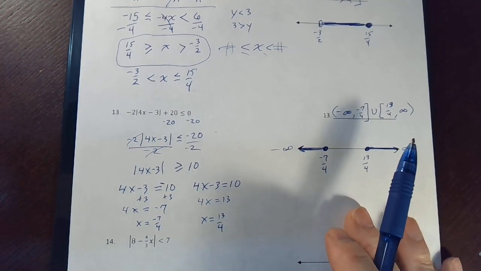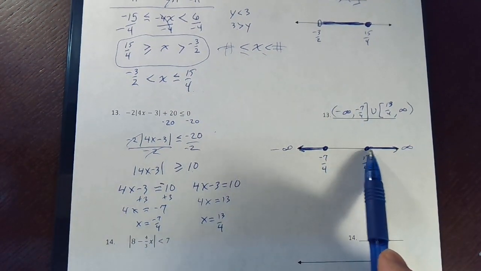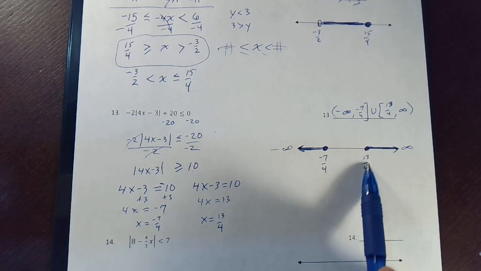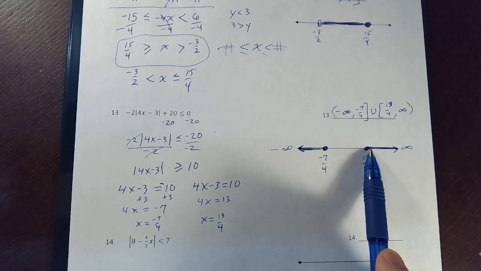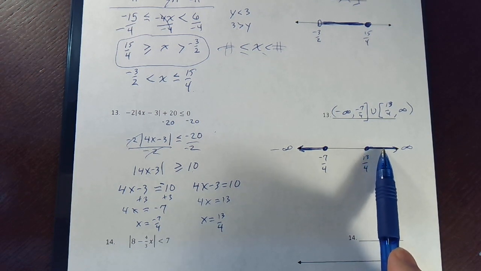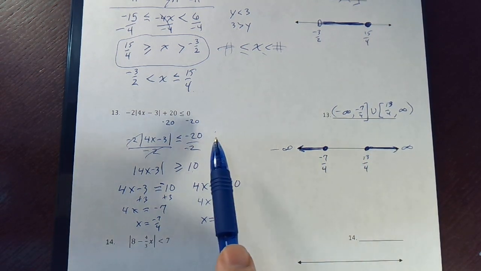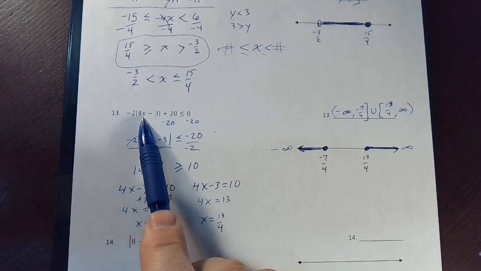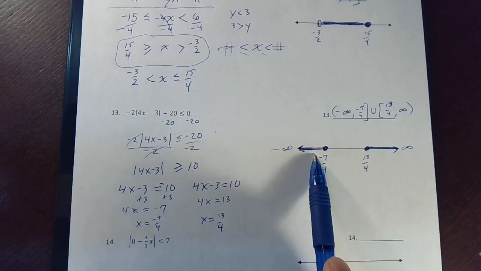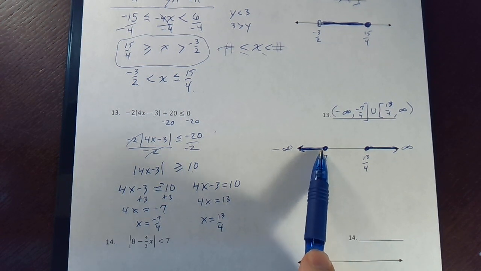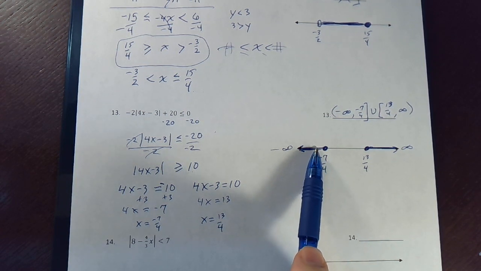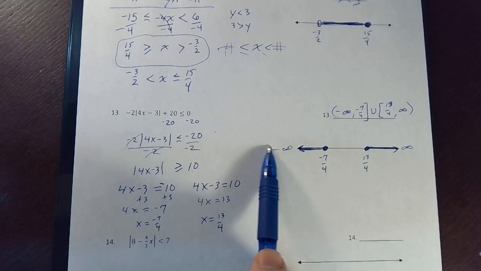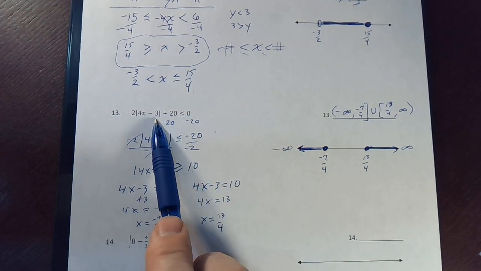There we go. So what this means is if you took any number that's shaded from 13 over 4, what is that, equal to 3 1/4? If you took 3 1/2 or 4 or 5 or 10 or 100 or 1,000,000 and plugged it in here, this inequality is going to hold. If you plugged in a negative 7 over 4 or a negative 8 over 4, which would be negative 2, negative 3, negative 4, negative 10, negative 1,000,000, it's also going to work.